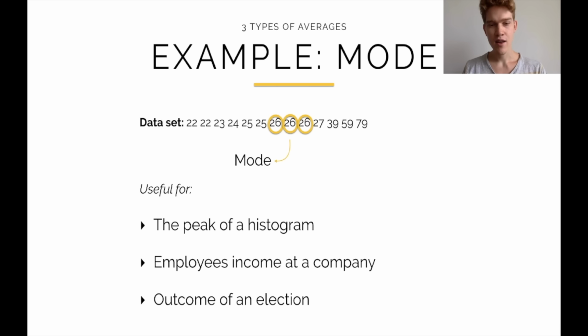And then also the outcome of an election is where you use the mode. Sometimes you may only have 2 values, sometimes you may have 3, but if you have different candidates, and say you have 5 different candidates, then the person with the most votes is going to win the election because they have the most. And so there, again, you'll use the mode.